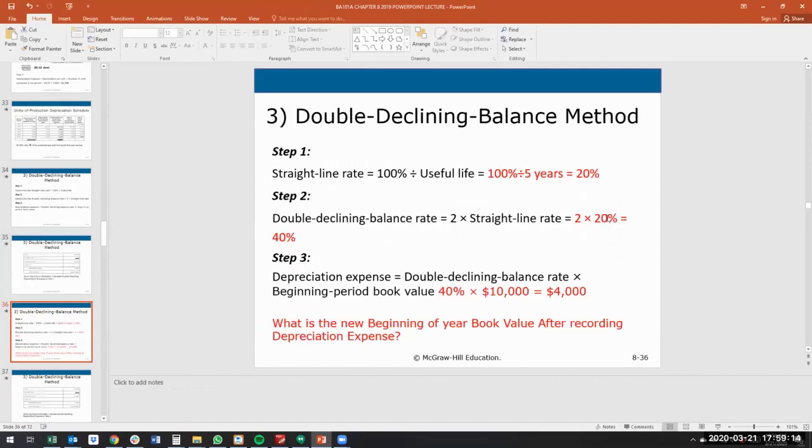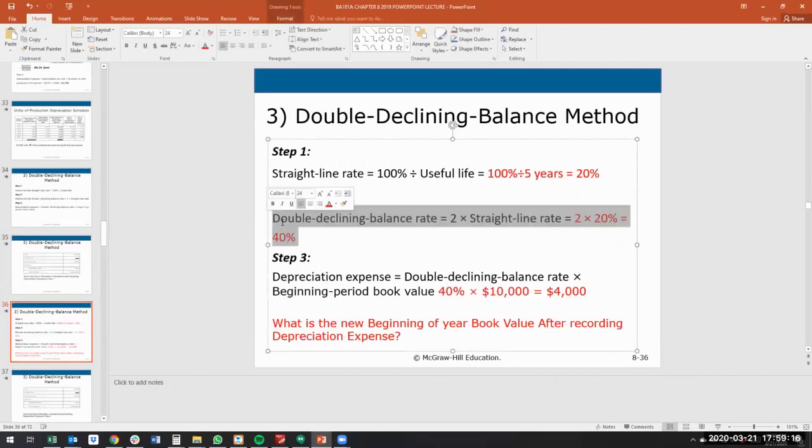Then we just multiply that percentage by 2. So we're going to take twice the amount of depreciation per year, based on a percentage, not an amount. So the depreciation expense for the first year is going to be 40% times the 10,000, which is 4,000 for the first year.